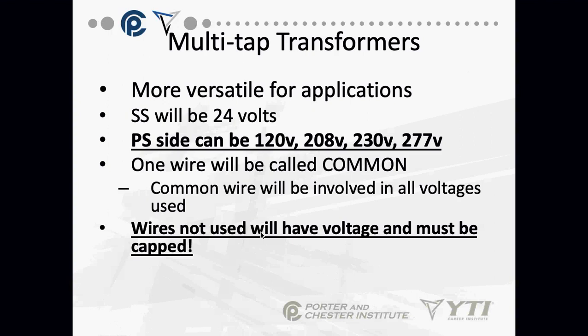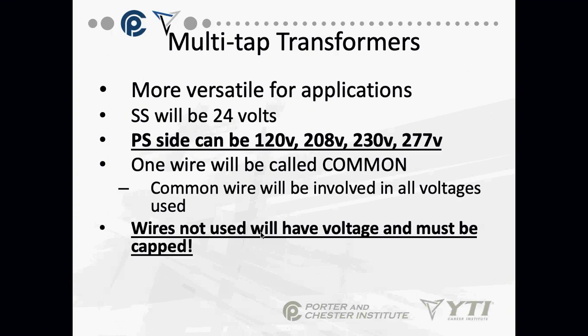Now, we also have a thing called multi-tap transformers. You're going to see these on the trainer boards that are on the walls when you get into the shop. Secondary side is always 2 wires. It's usually a blue and a yellow wire that comes out of the transformer on the secondary side.